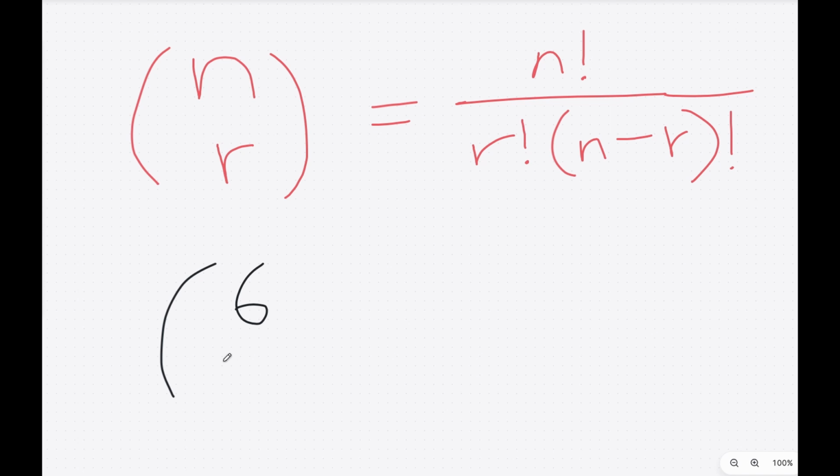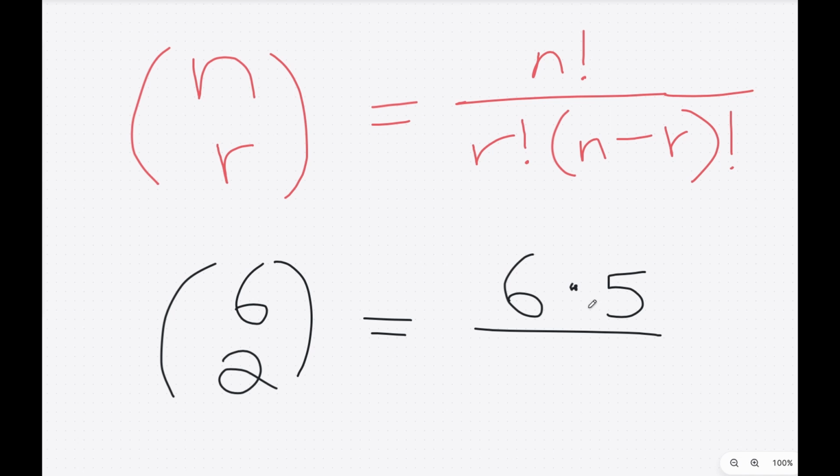So let's see how it's done. We take the bottom number, which in this case is 2. So we take the first 2 factors from 6 factorial. 6 factorial is 6 times 5 times 4 times 3 times 2 times 1. The first 2 factors from 6 factorial are 6 and 5. And in the denominator, we just write the bottom number factorial. So in this case, it's 2 factorial. And then we compute this.